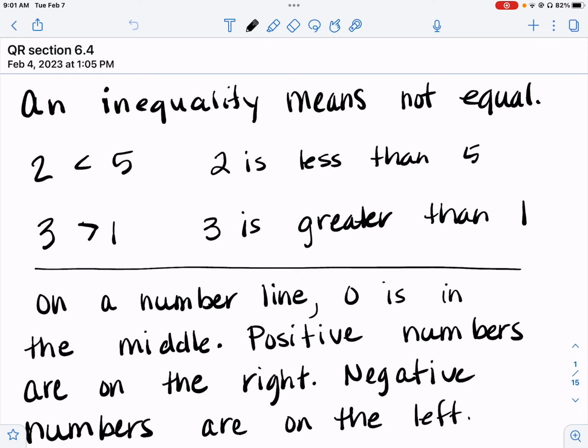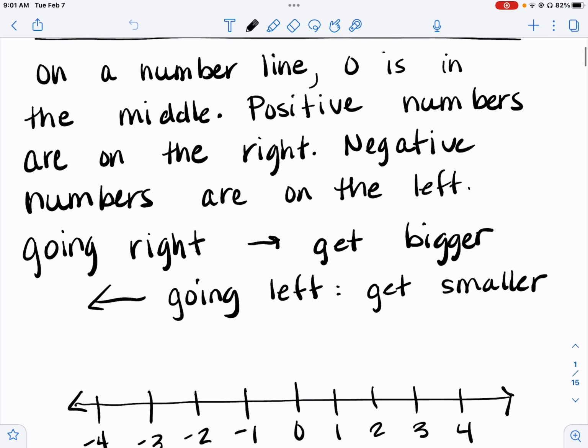Section 6.4. An inequality means not equal. For example, 2 is less than 5. 3 is greater than 1. On a number line, 0 is in the middle, positive numbers are on the right, negative numbers are on the left. Going right, you get bigger. Going left, you get smaller.